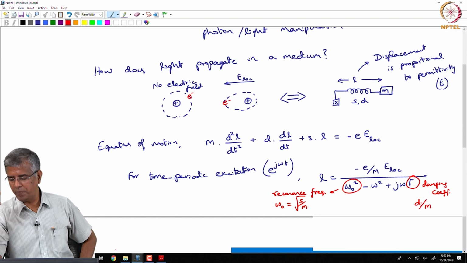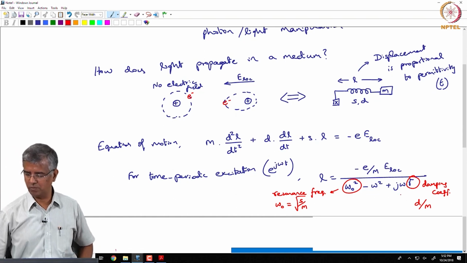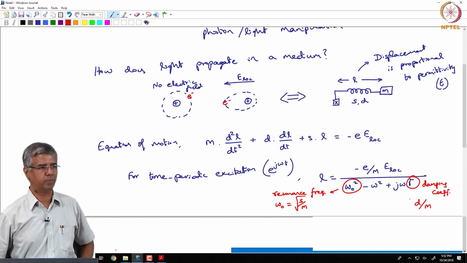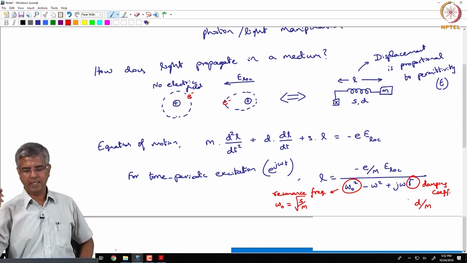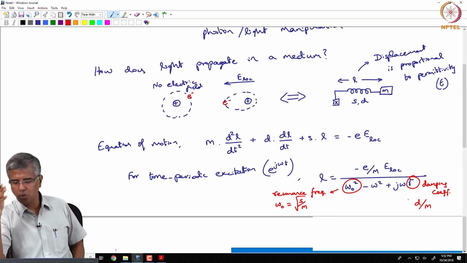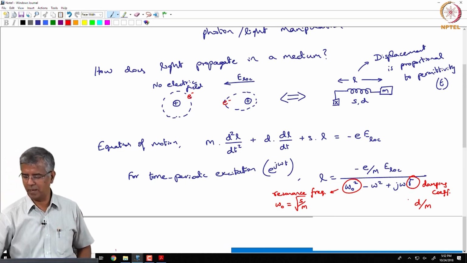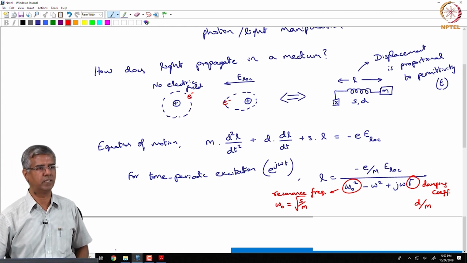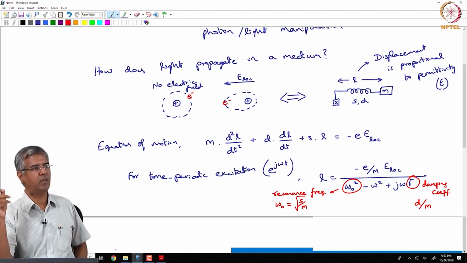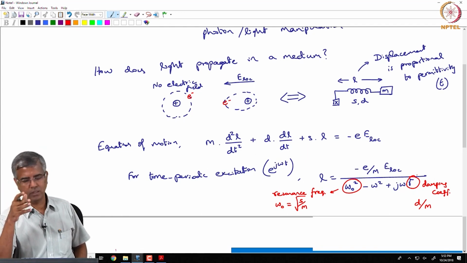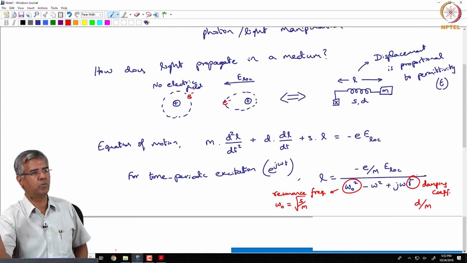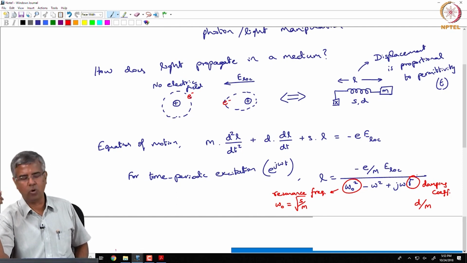Where does the imaginary part come into the picture? It is because of this damping term. And what does the damping term indicate? It indicates the fact that as you go to higher and higher frequencies, that damping term becomes more and more significant, which means that the displacement is not able to follow the rate at which your excitation is changing, right. The higher the rate at which the excitation is changing, the more will be the damping.